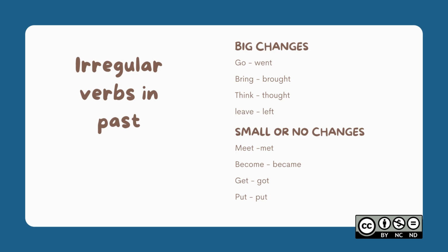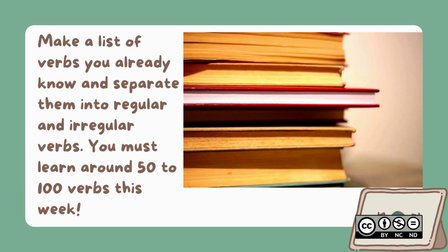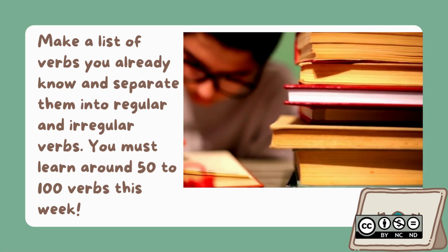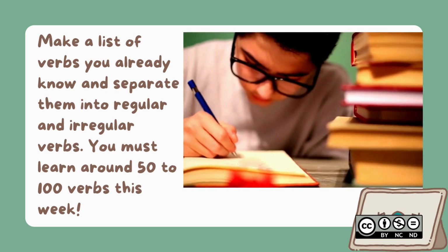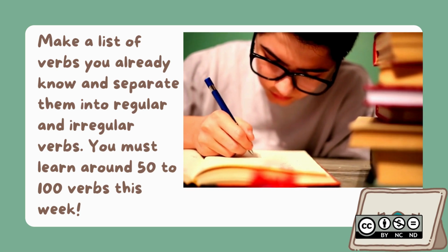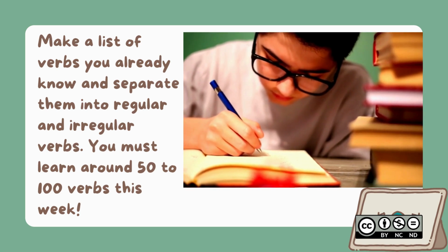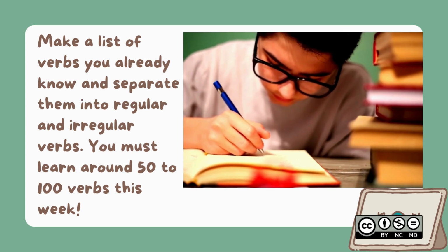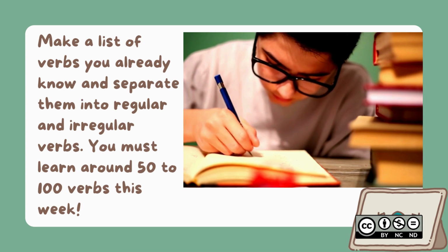Obviously, when you have your list of verbs, you're going to be able to identify which irregular verbs make big changes and which of them make small or no changes. First, in order for us to learn these verbs, irregular and regular verbs in present and past, we have to make a list of the verbs you already know. So you have to identify the verbs that you use, you know, or in the past you have checked and worked with.